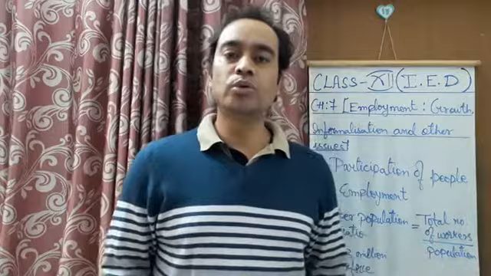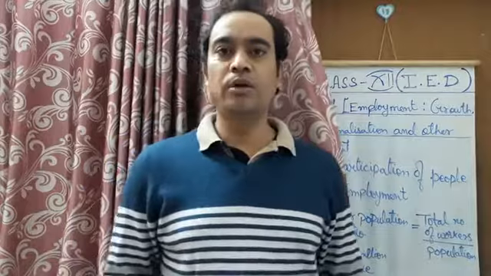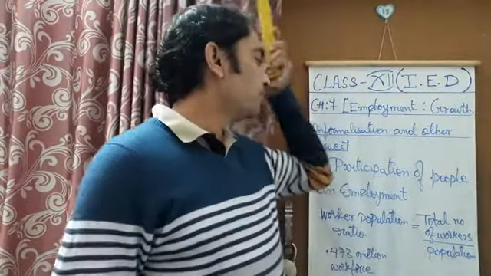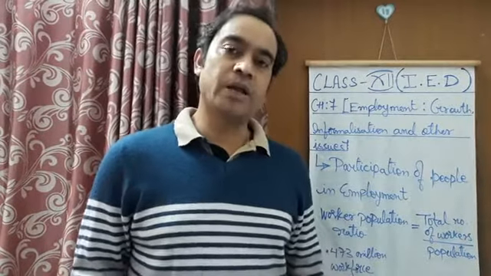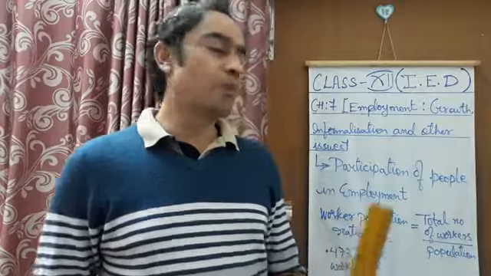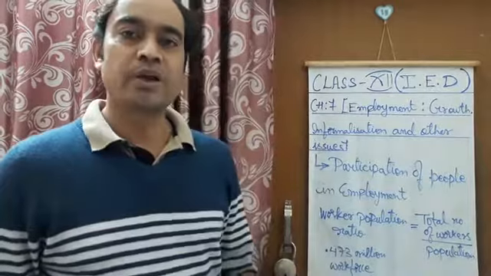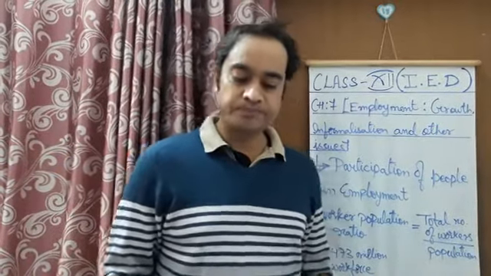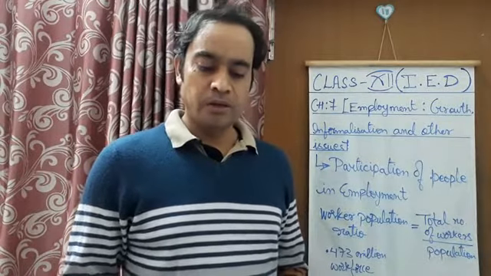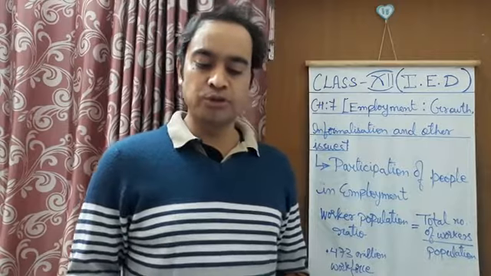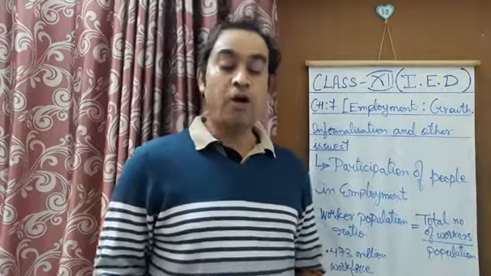So if we really want to know how many people are employed, or how many people are engaged in economic activities in India, we must know about the worker population ratio. The worker population ratio helps us find out the employment situation of our country, India. The ratio is useful in knowing the proportion of population that is actively contributing to the production of goods and services of a country.